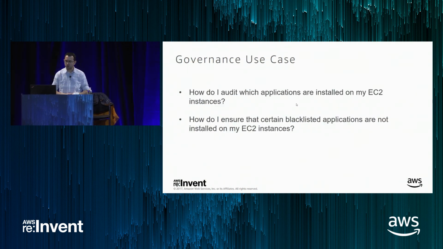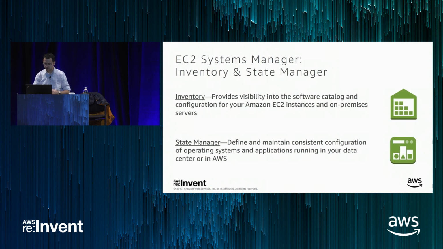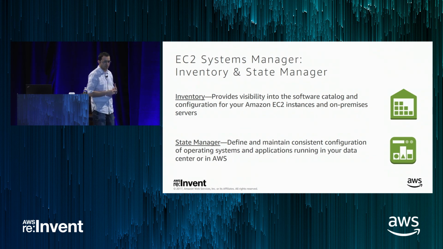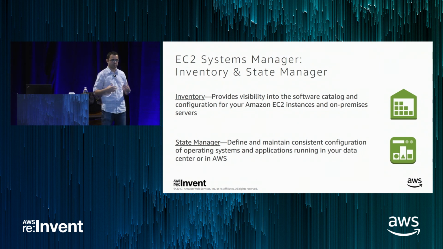So let's say that you want to audit the inventory of software applications that are installed on your instances, and you want to ensure that certain blacklisted applications don't exist on them. So the EC2 Systems Manager inventory service provides visibility into the software catalog and the network configuration of your instances, as well as your on-premise servers. You can also sync this information to a central S3 bucket where you can use Athena as well as QuickSight to get some more insights into your inventory.